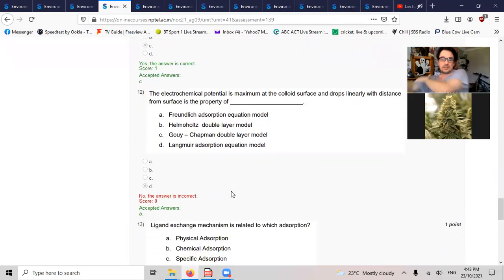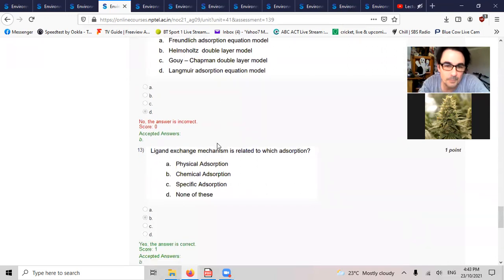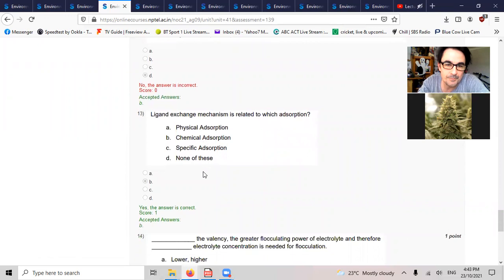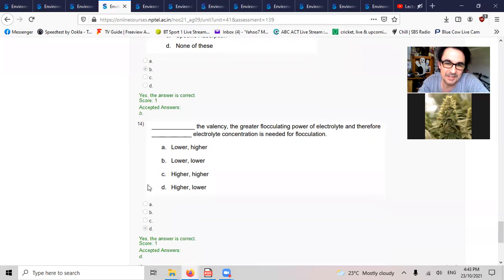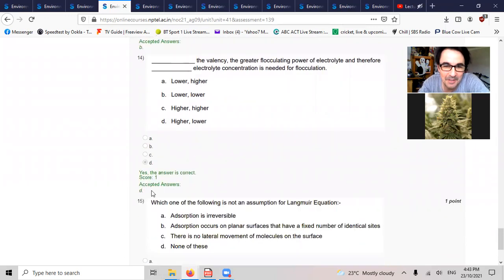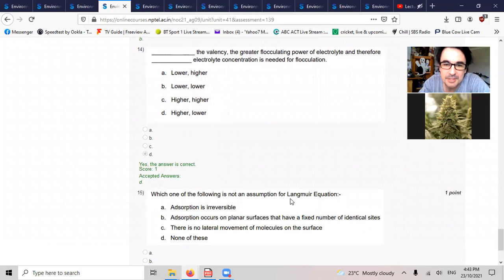Ligand exchange, the chemical absorption. The valency, this is pretty fine. A high valency means the bonding power is greater, the strength is greater, and therefore the higher the electrolytic concentration. So high, see? D, uh-oh. Which one of the following is not an assumption of Langmuir's equation? A.